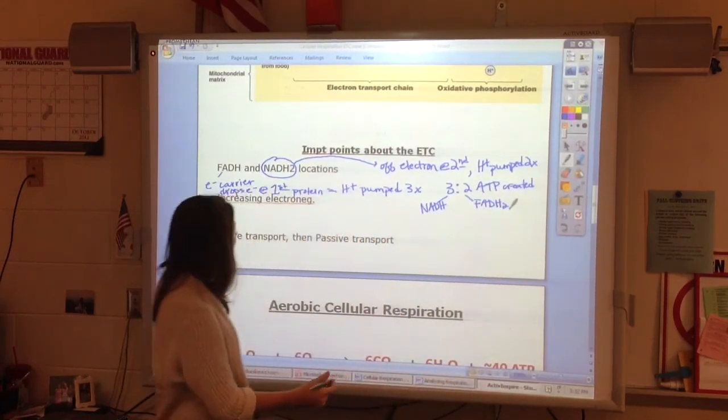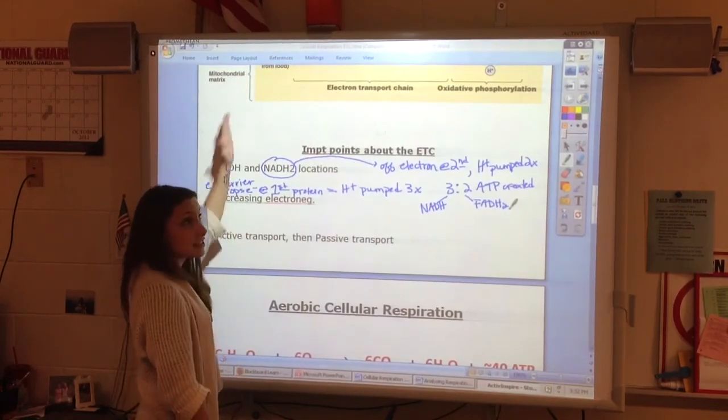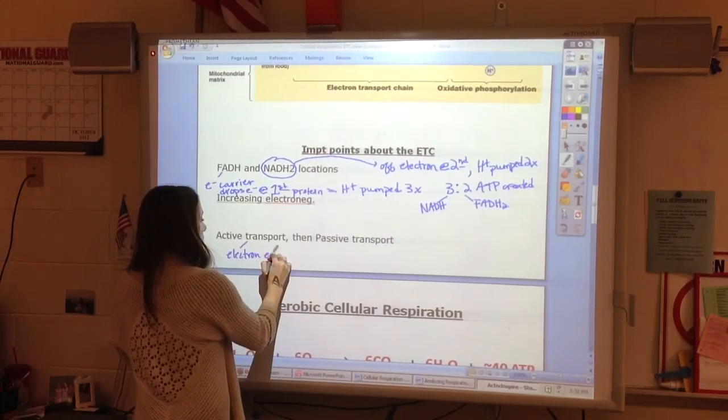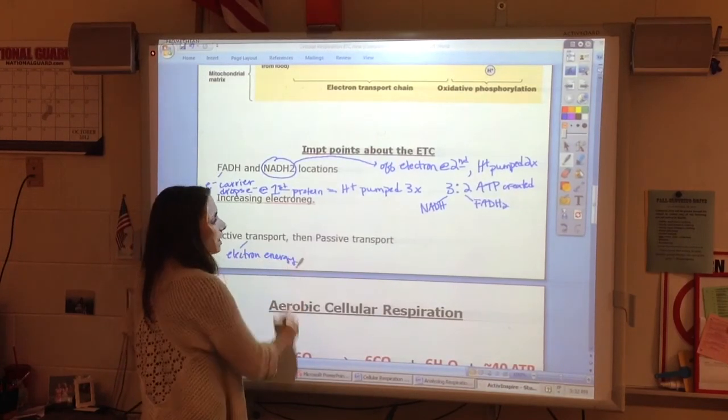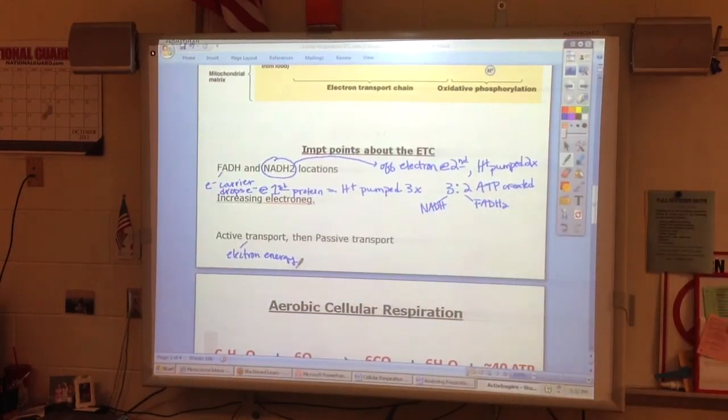So we've already really talked about increasing electronegativity, already talked about active transport, electron energy, not ATP providing the active transport, and then passive transport as well. And that is the electron transport chain.